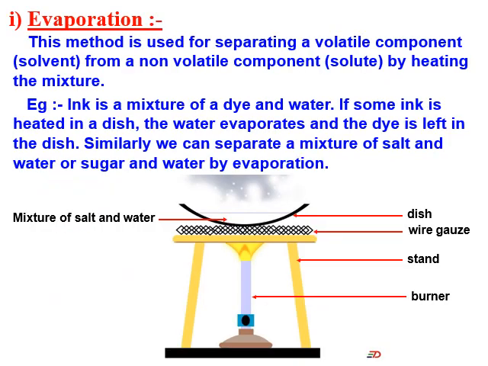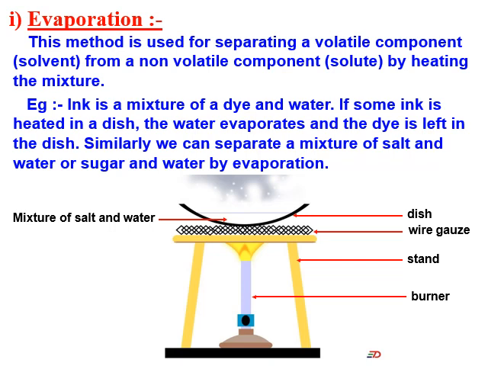First technique is evaporation. This method is used for separating a volatile component, the solvent, from a non-volatile component, the solute, by heating the mixture. Just see: volatile solvent and non-volatile component. Volatile means that when we raise the temperature, it forms vapors.